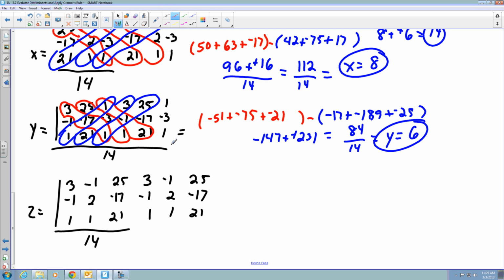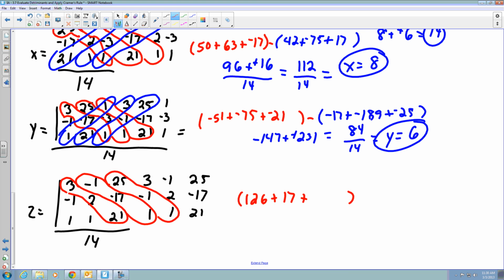So, again, circle our values here. So it becomes these products. So it's 3 times 2 is 6, times 21 is 126, plus negative 1 times negative 17 times 1 gives me just positive 17, and 25 times negative 1 times 1 is negative 25, minus the values here.